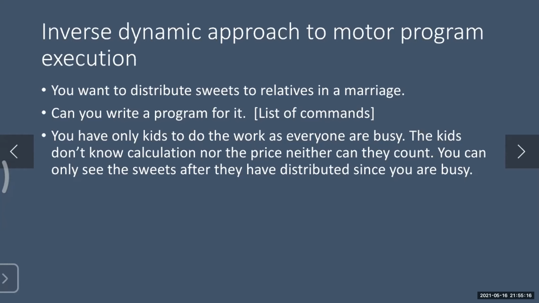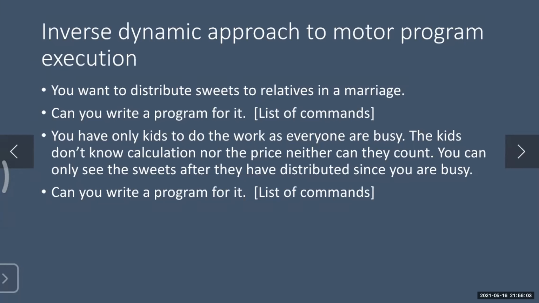Also, when you're writing this program, you can only see the result of the sweets after they have been distributed, since you are very busy with the marriage and other things. You can only know the outcome after the work has been completed. Now I hope you understand the analogy we are talking about. We are the brain, and the kids are the individual muscles which are working, and the spinal cord and other things, they don't have the intention, or they cannot do things. And only after the movement has been done can you see what the movement is, whether it has come out right or not. So now what I want you to do is create a list of commands. I want you to write a program for it.